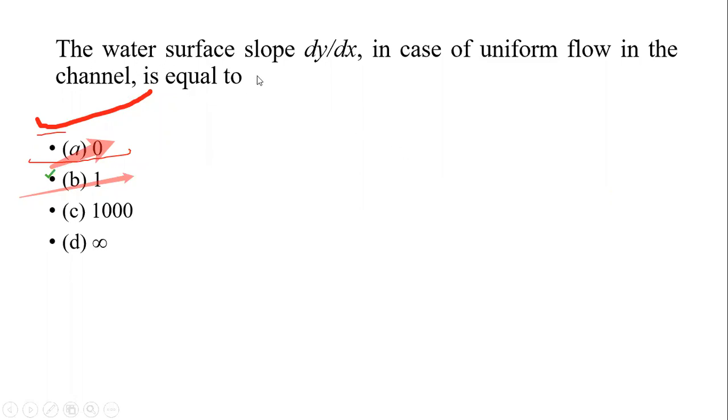The condition is the water surface slope dy by dx in case of uniform flow. Okay, now you can check your answer. The correct answer is answer A. How is it so? Because for the uniform flow condition, we had seen that the channel bottom slope and the water surface are parallel to each other. It means the flow depth y is exactly parallel to the channel bed.